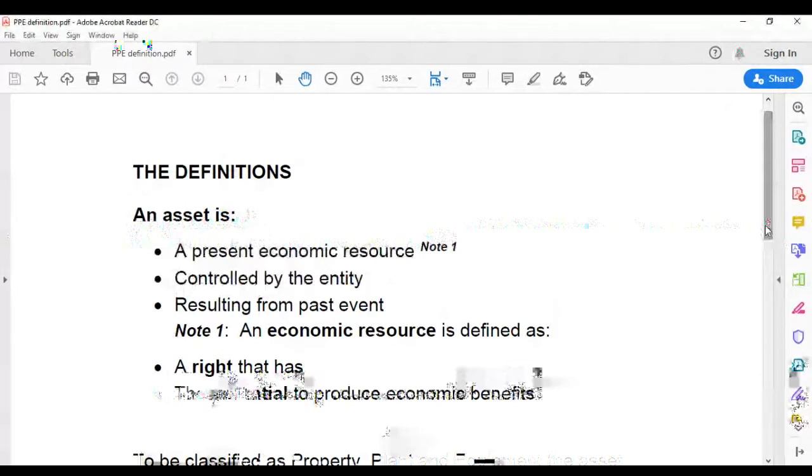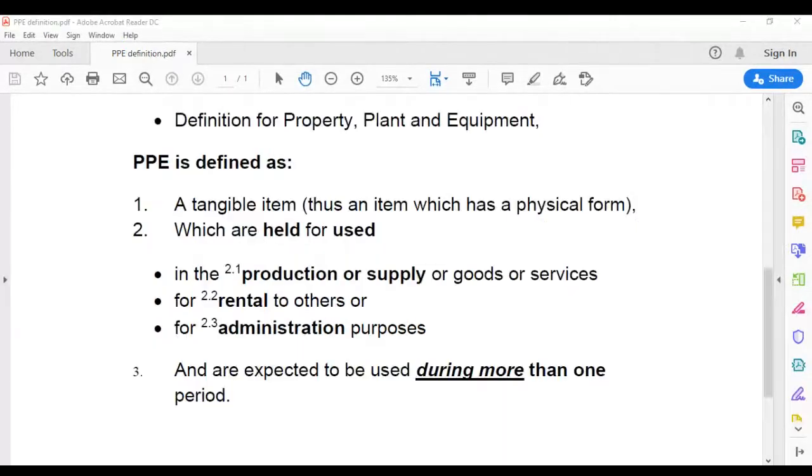So there already, it excludes something like a financial asset, which is not a physical item. It also excludes, for instance, intangible assets, right? Because they have got no physical form. Then their definition goes further and it says that item, which we now know is tangible, it has physical form, we can see it, we can feel it, and so forth.